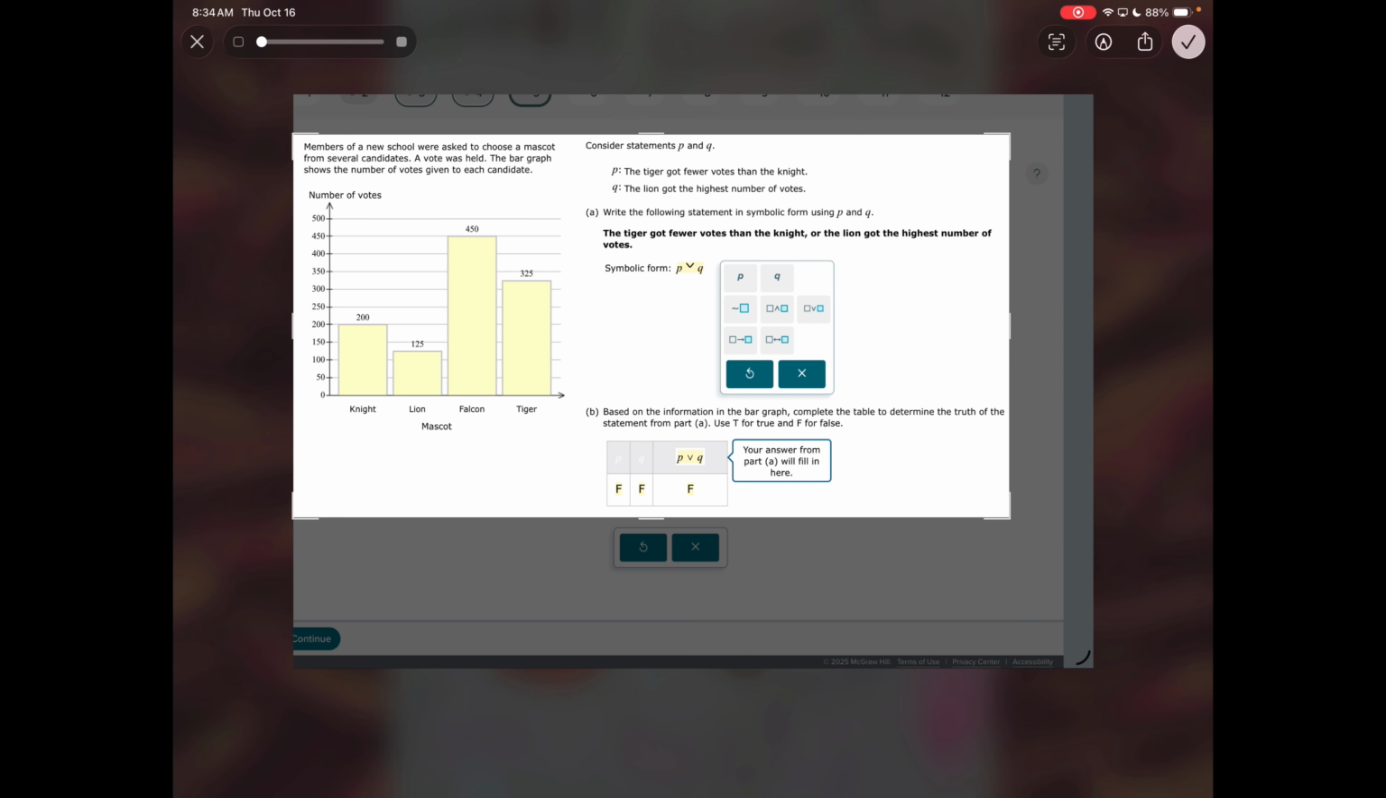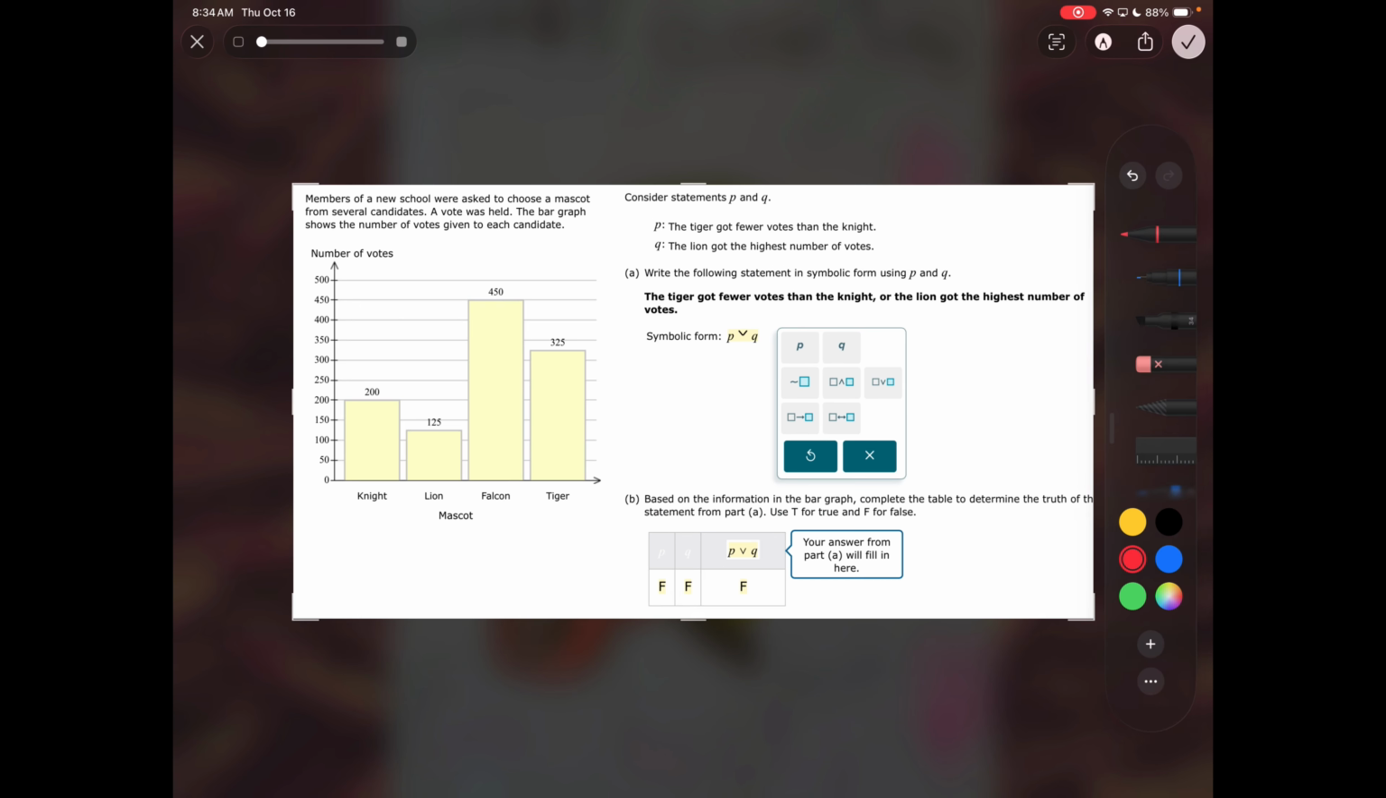But I think the part about this test that would be confusing to me if I was taking it is, don't overthink the beginning ones. The beginning ones should be easier. Tiger got fewer votes than the knight. All right. And then the lion got the highest number. No, lowest. Okay. And then our rule is only false when both are false.